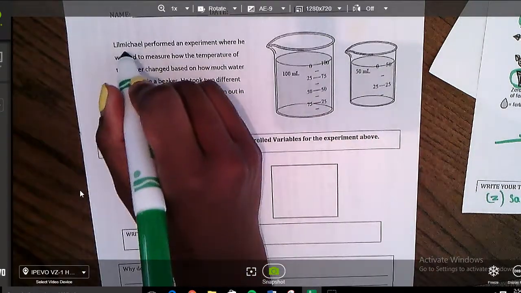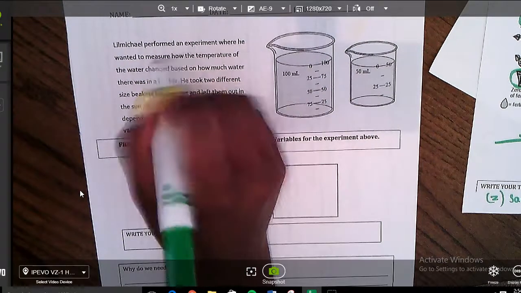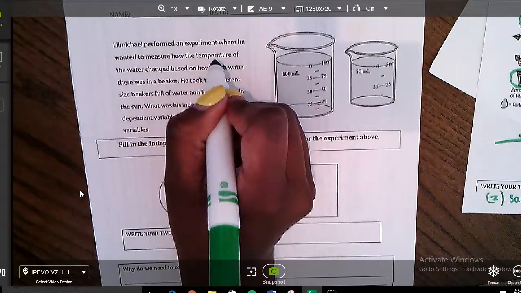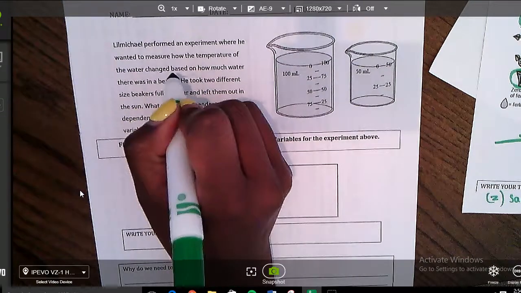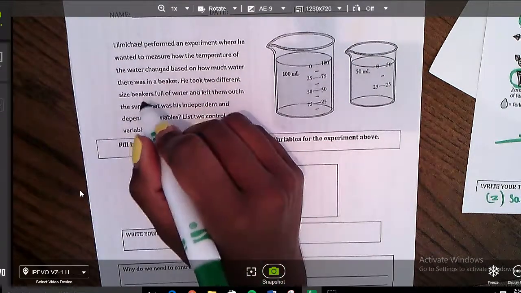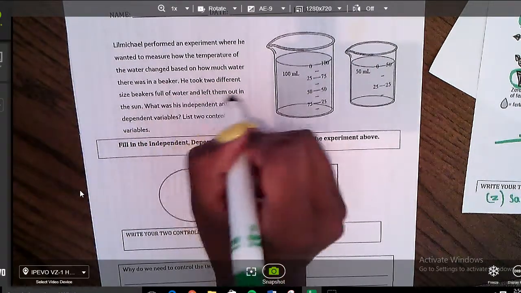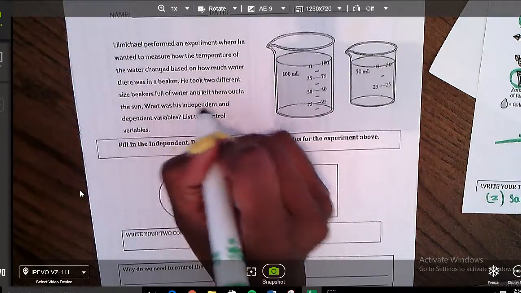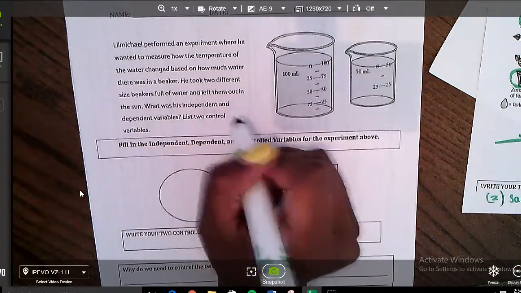It's cool. Little Michael performed an experiment where he wanted to measure how the, no, seriously, say it, temperature, very good, of the water changed based on how much water there was in a beaker. He took 2 different sized beakers full of water and left them out in the sun. What was his independent variable and dependent variable?